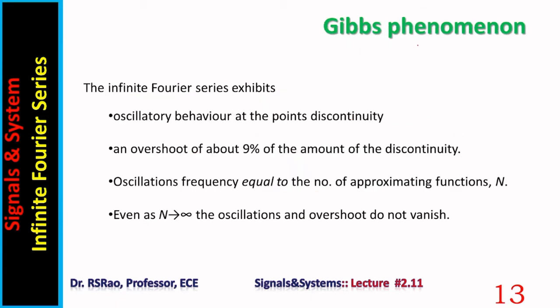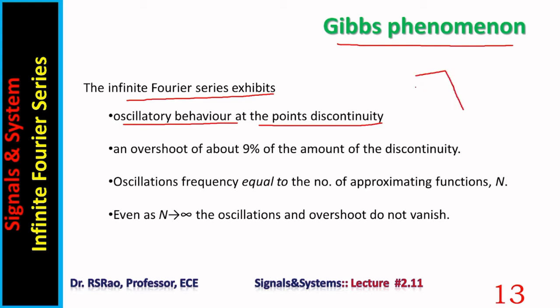A few points regarding Gibbs phenomena. Infinite Fourier series exhibits oscillatory behavior at the points of discontinuity. What exactly is this? Let us consider a periodic pulse train, and let us consider a single pulse, one pulse in the pulse train. Now, this is a periodic function and it fulfills Dirichlet's conditions. So one can expand this pulse train in an infinite Fourier series.